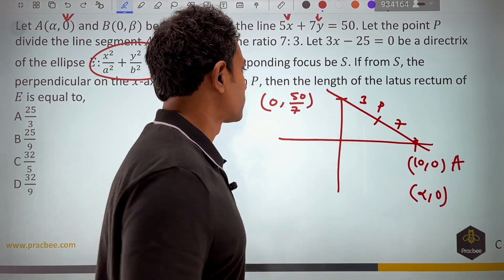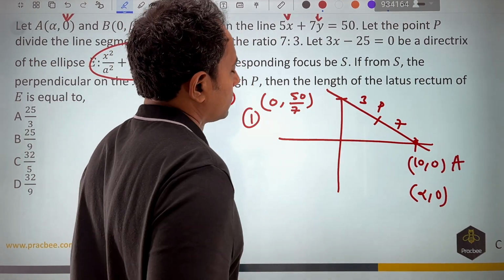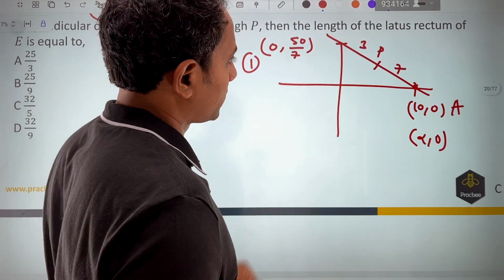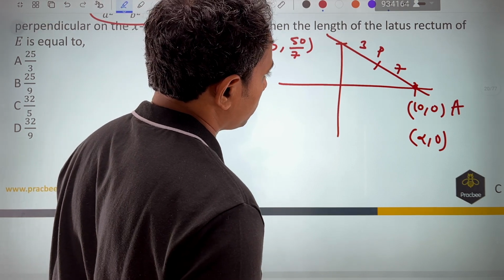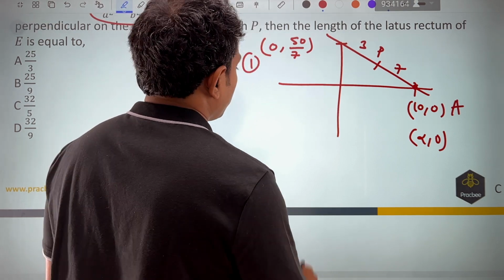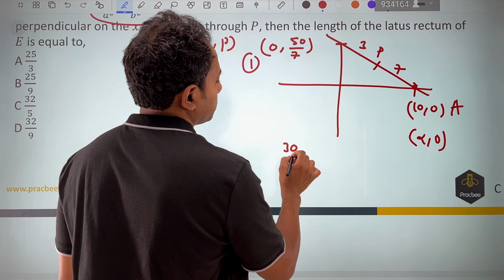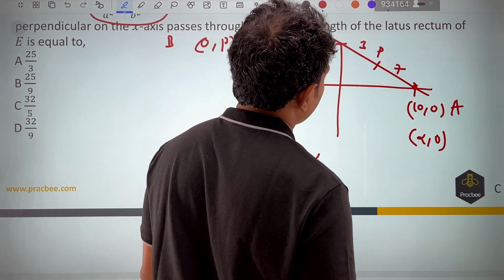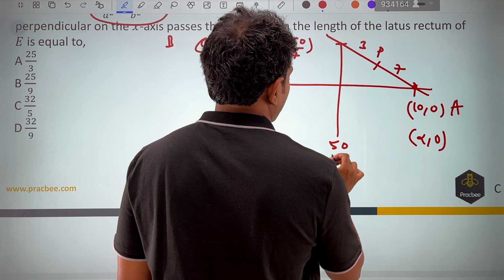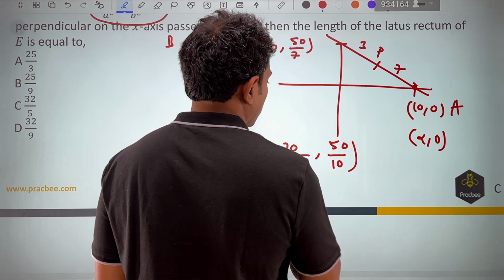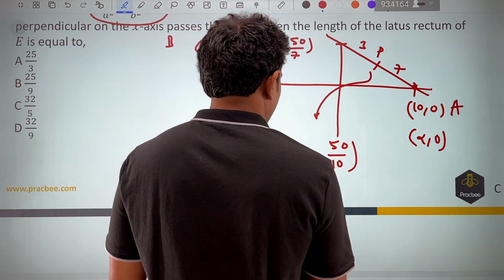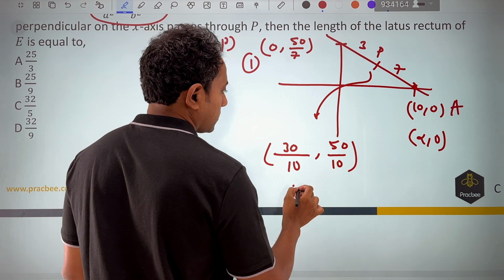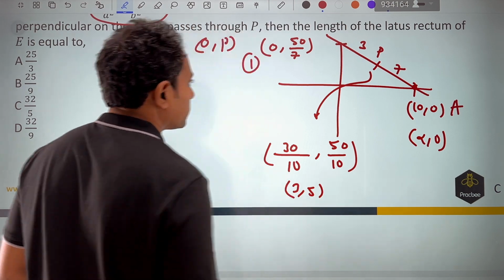So there are two parts of the question. Let us do the first part first. In the first part, we want to find the point P. For that we can apply the section formula. So it will become nothing but 30 by 10. And if I apply it for the other coordinate, it will become 50 by 10. So I have applied the section formula. So you can see that this point P comes out to be nothing but 3, 5. This is the first part of the question.